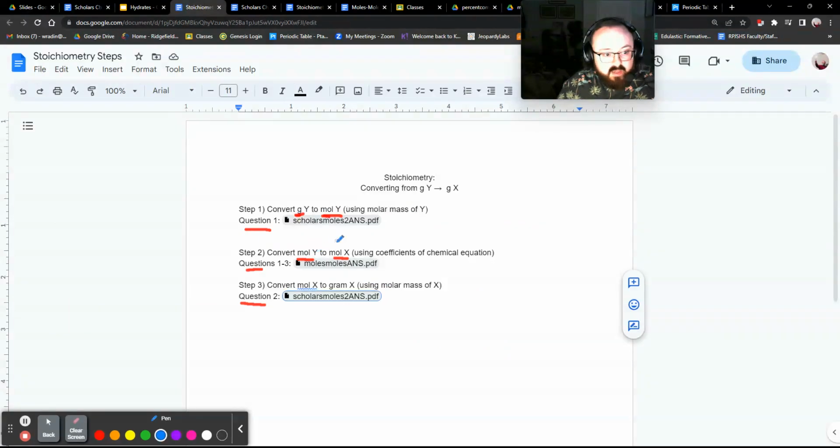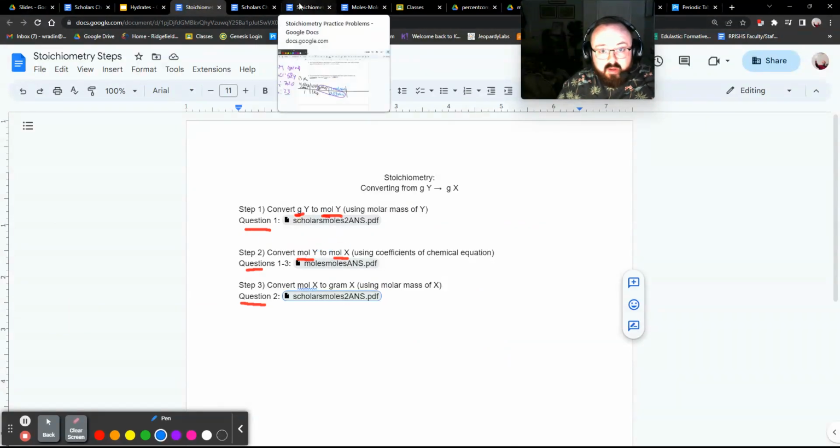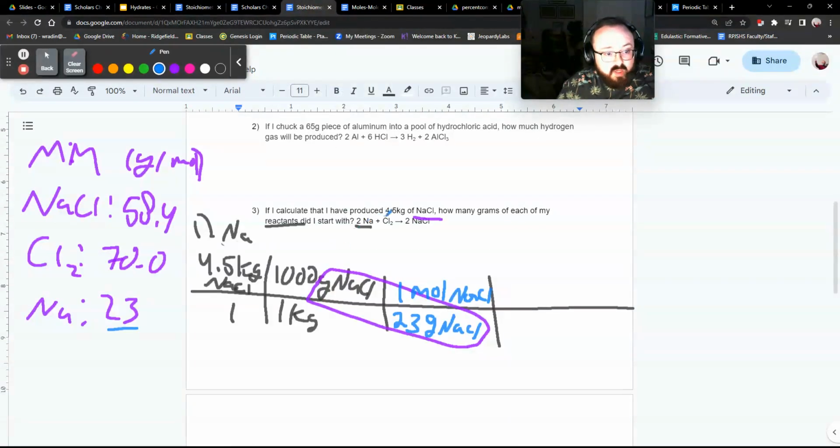Convert moles of Y to moles of X. What is my Y? Again, my Y is what I'm starting with. The Y is what I start with. NaCl. My X is going to be, in this case, Na. So we have moles of Na. So let me color code this again. I'll use orange. There we go. Moles of NaCl. What do I want? I want moles of Na.